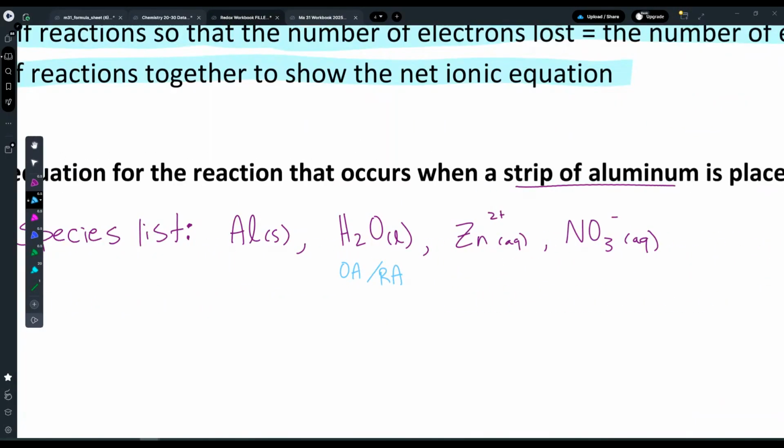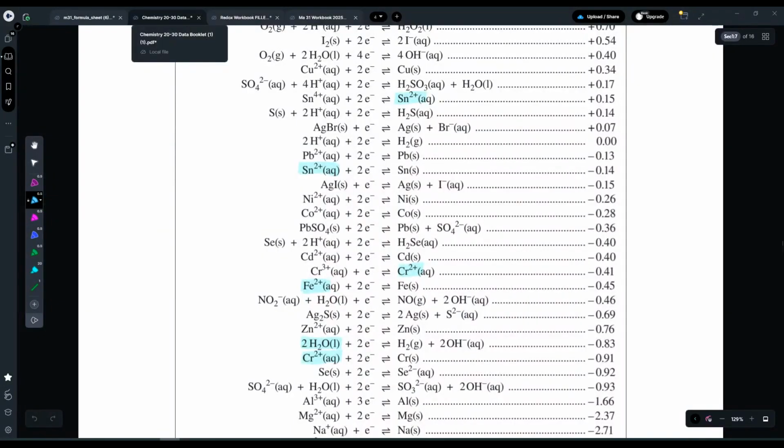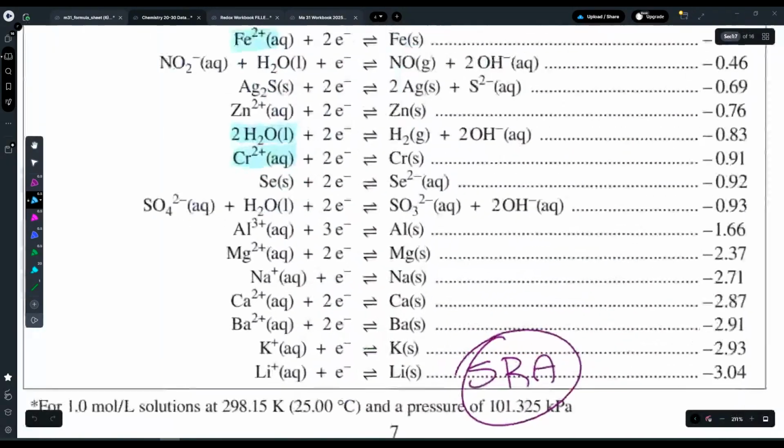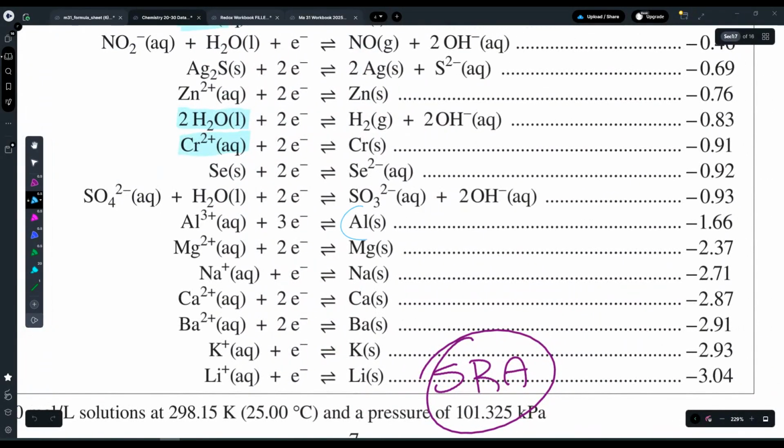All right, for the rest of these, let's figure out if they are OAs or RAs. So I'm going to be starting with aluminum solid. Because it's solid, that makes me think it might be an RA, but I gotta find it. So I'm finding aluminum right here, at -1.66, that's the reaction that I'm finding this in.